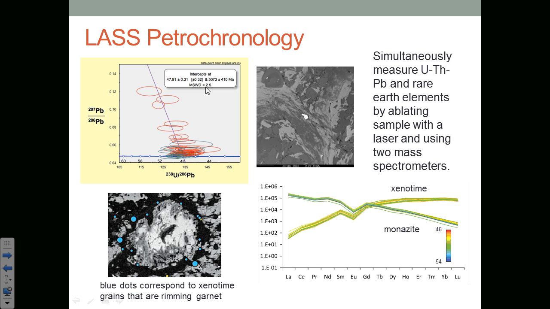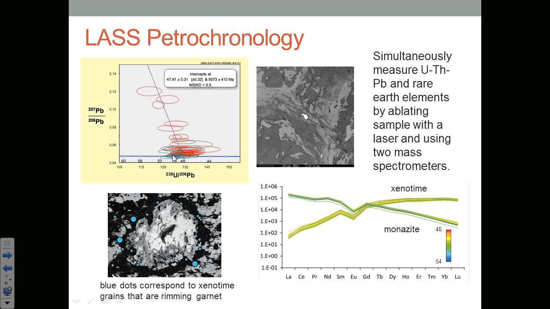This is just one example, a rock that has a highly resorbed garnet. All the blue dots here represent xenotime grains that grow in this resorption zone around this garnet. So petrographically, we observe that these are related to garnet breakdown. And this is a backscattered image from the SEM of one of these xenotime grains. When we date these, the blue circles all correspond to the xenotime analyses, the red are monazite in the same rock. They all yield a 48 million-year-old age.